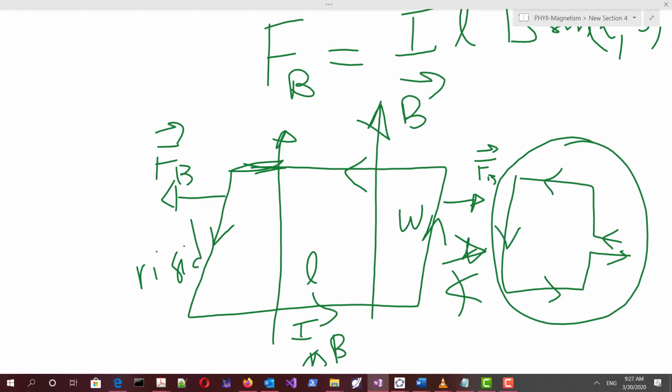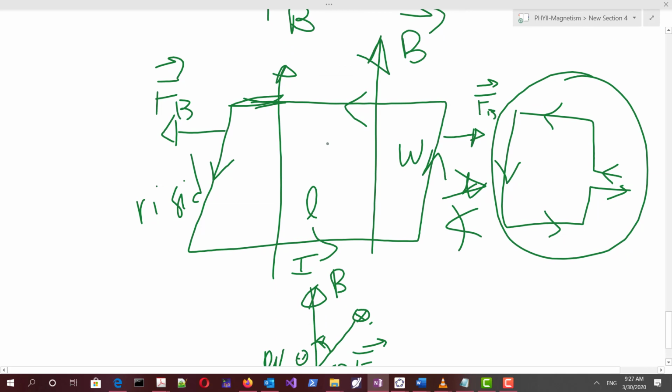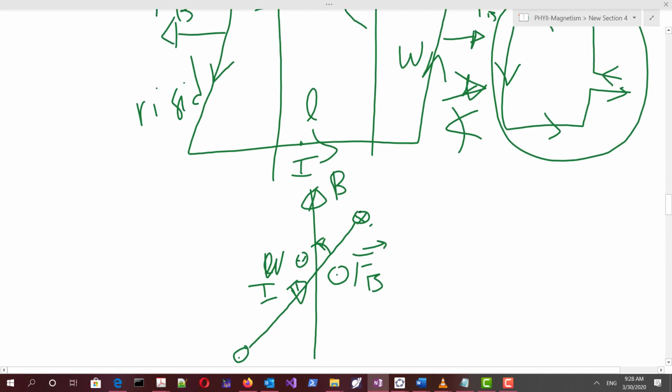So the net effect of these two forces is that they cancel out, end of the story. We don't have a problem whatsoever, correct? So the only thing that we have to think about now is the top side and the bottom side. Those are the problem that we have to think about.